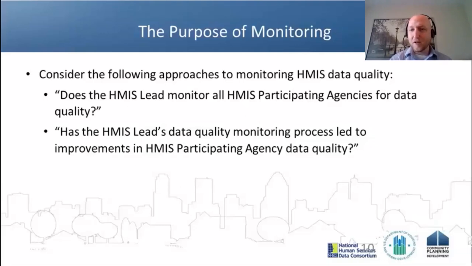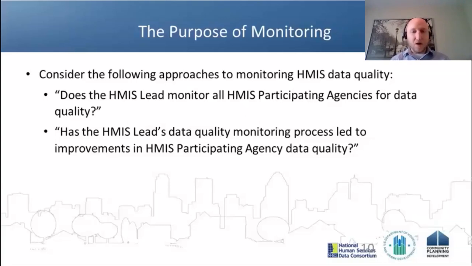So again, we have probably two questions that could both be answered by a yes or no response. And the first question is going to tell us if the HMIS lead is monitoring all participating agencies. And that's kind of the end of the story, right? If we're using the construct of the second question to ask, has the HMIS lead's data quality monitoring process actually led to substantial or meaningful and measurable improvements in data quality? That gives us a whole host of additional options.